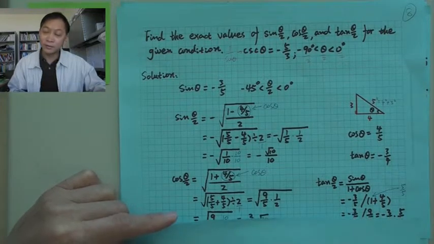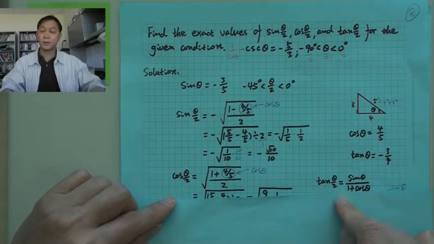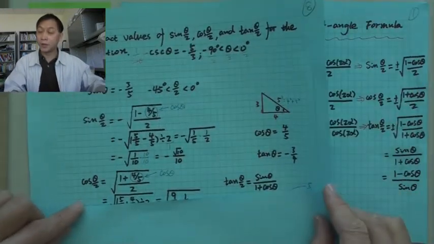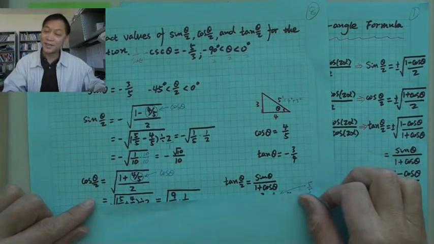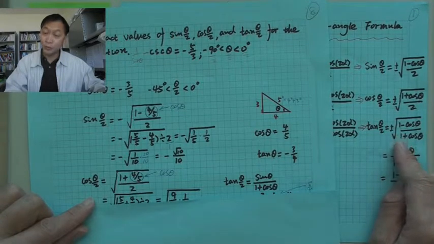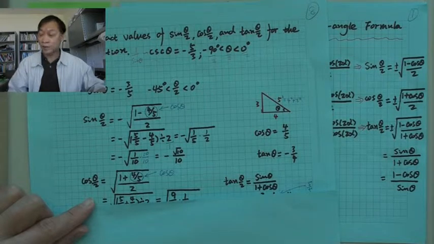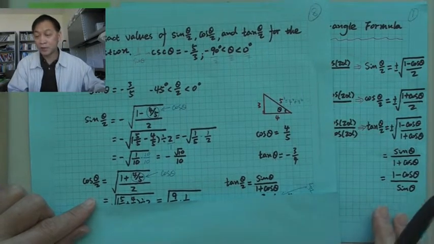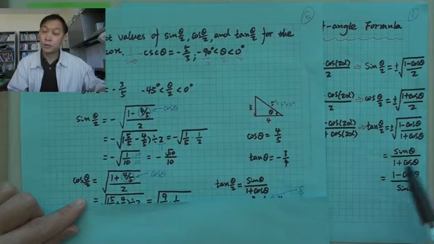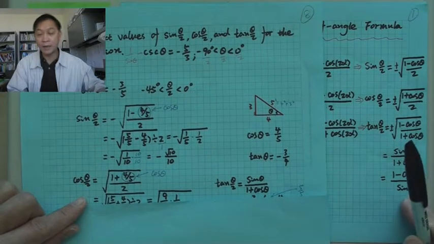Now, tangent theta over 2 is this formula. You may ask, how could I remember it? If you did one or two questions, you should be able to remember it. It's like people say about driving a car: if you don't drive it, you never know; if you drive it, then you know it. The same thing here. If you did this formula a couple of times, you will remember it.